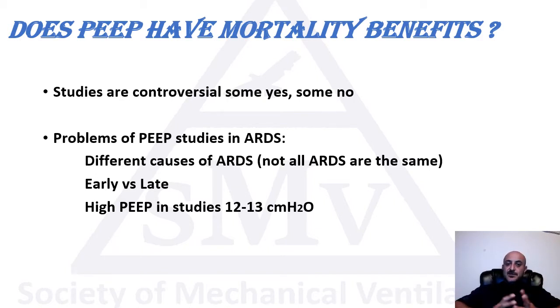Early ARDS, in the first usually 48, 72 hours, might be different from later ARDS after 48, 72 hours, where fibrosis sets in. Some of the studies picked a high PEEP level of around 12 and 13. And in my opinion, this is not really high PEEP. The bottom line is PEEP has to be custom made for the patient, not one hat fits all.